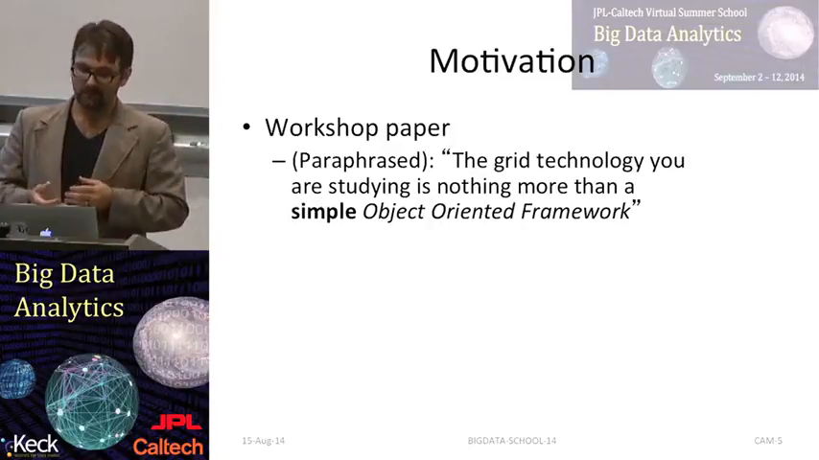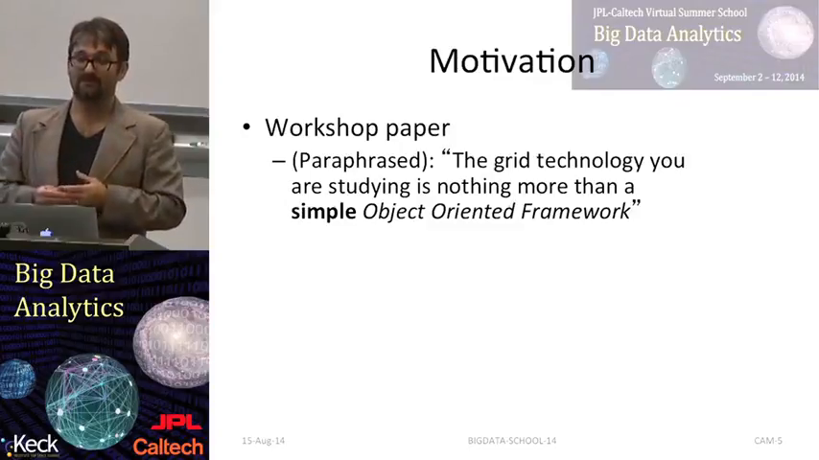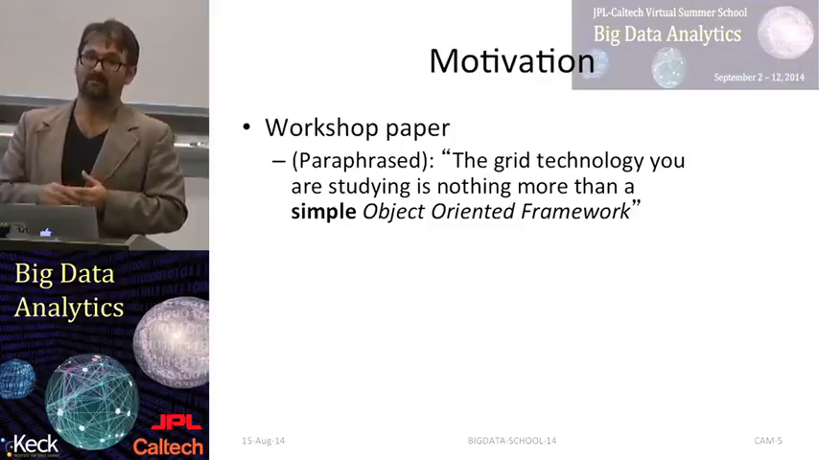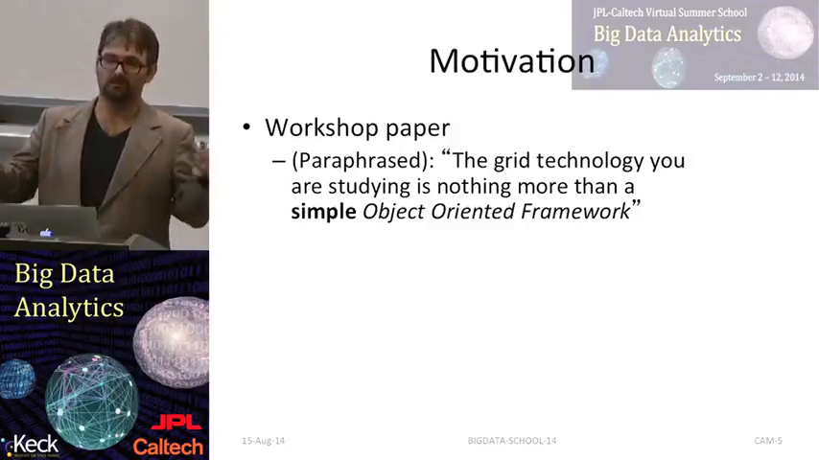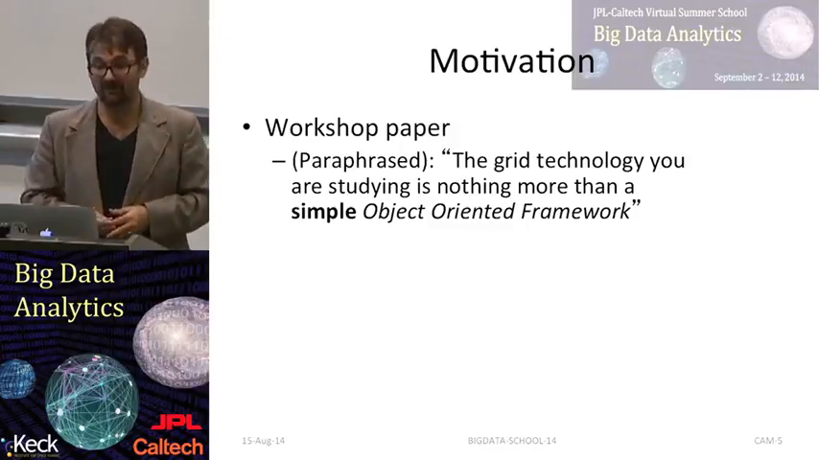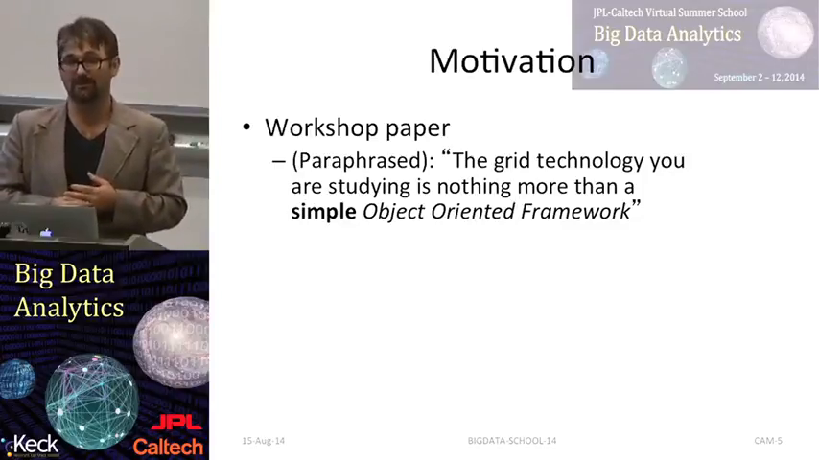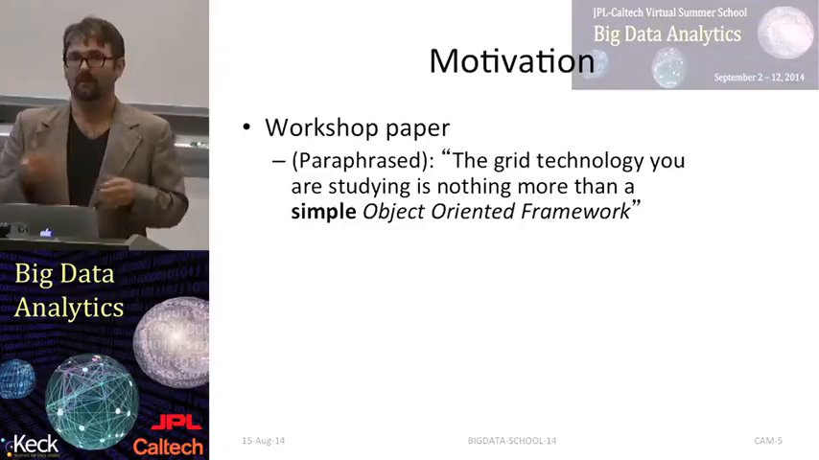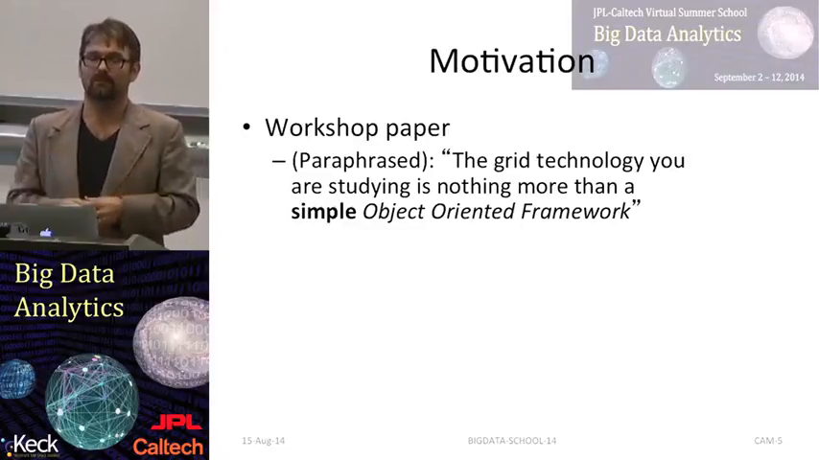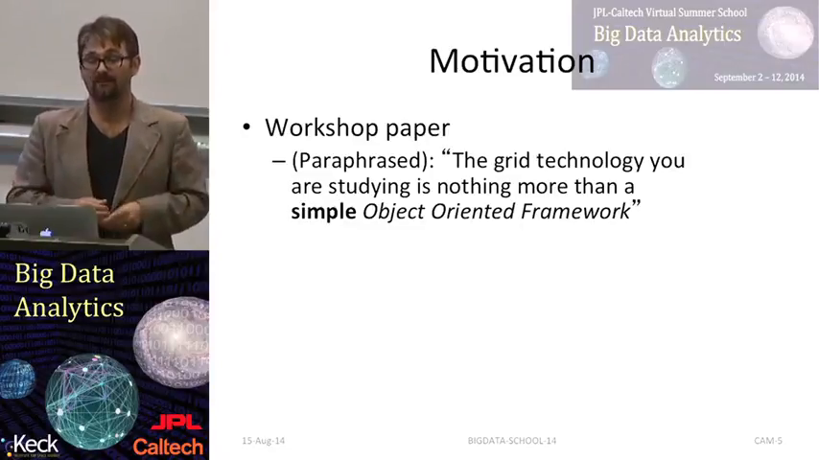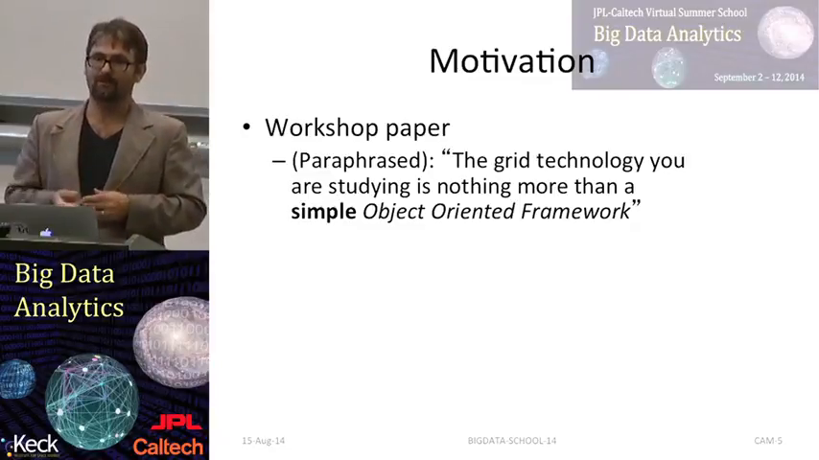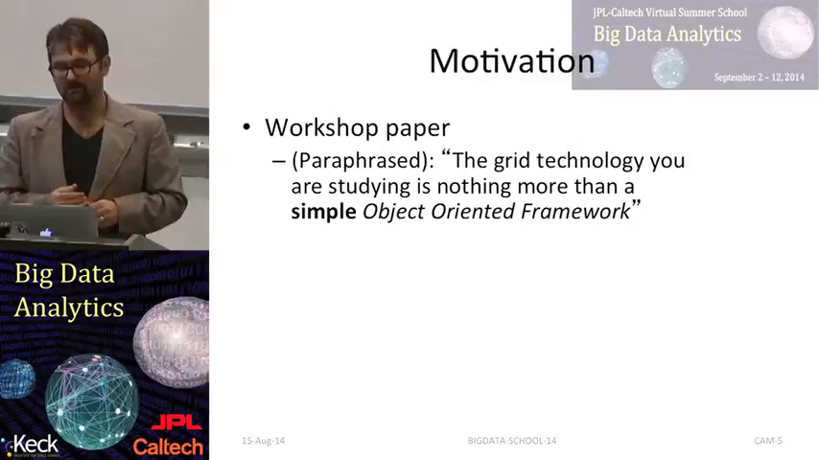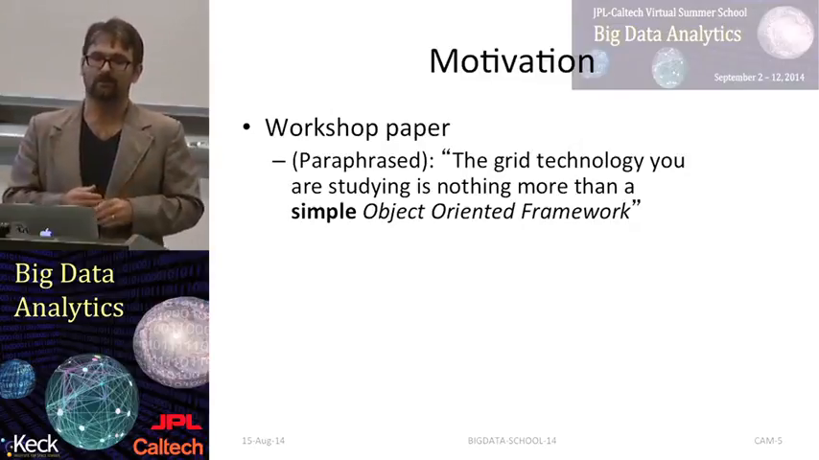We were writing a paper on our own grid technology at the time, which we felt consistently met the requirement of sharing data or compute resources. We were writing it in the context of mobile computing. We were building a project called Glide, a mobile grid for sharing data and compute on wireless PDAs, before cell phones were super popular. We submitted this paper to a workshop and got back a review. The workshop basically said the grid technology you're studying is nothing more than a simple object-oriented framework.